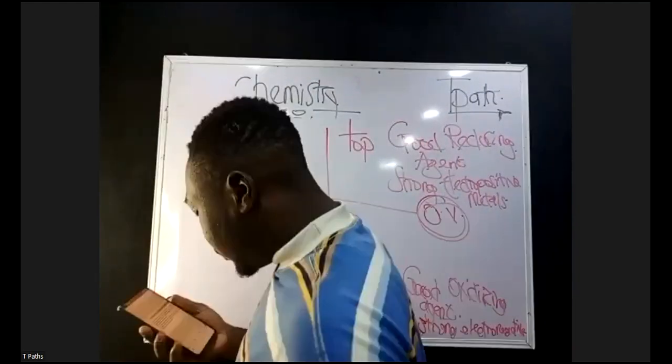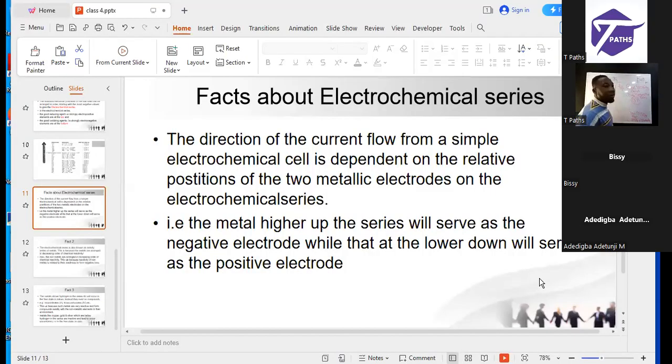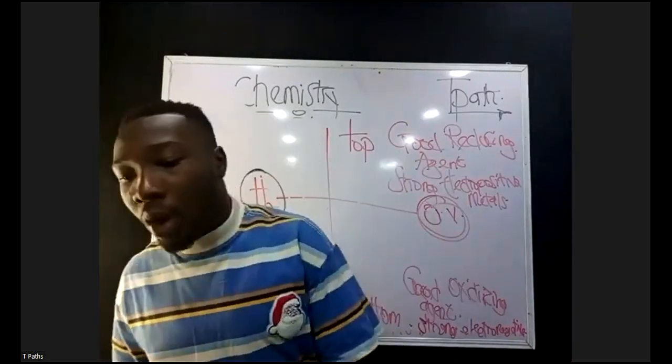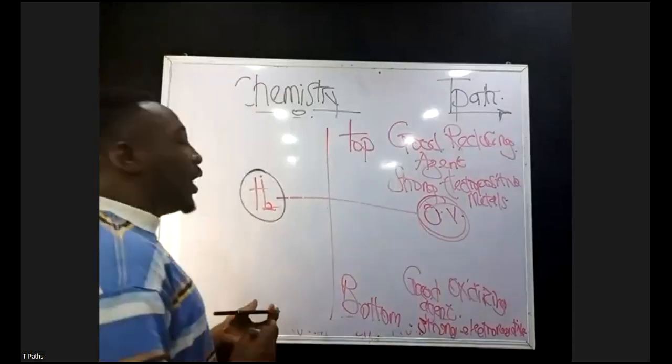So that means that the metals that are higher up the series tend to be positive. The ones that are up are mostly positive in nature. If you look at the full electrochemical series, they are mostly positive, while if you go down, it tends to become negative. And that will help us in picking whether this is oxidation or reduction.